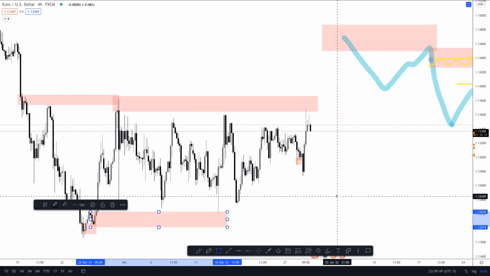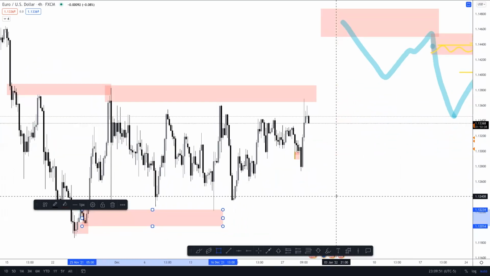Hopefully you guys have a better understanding of how to use order flow from very different variations here. There is a lot more to it.